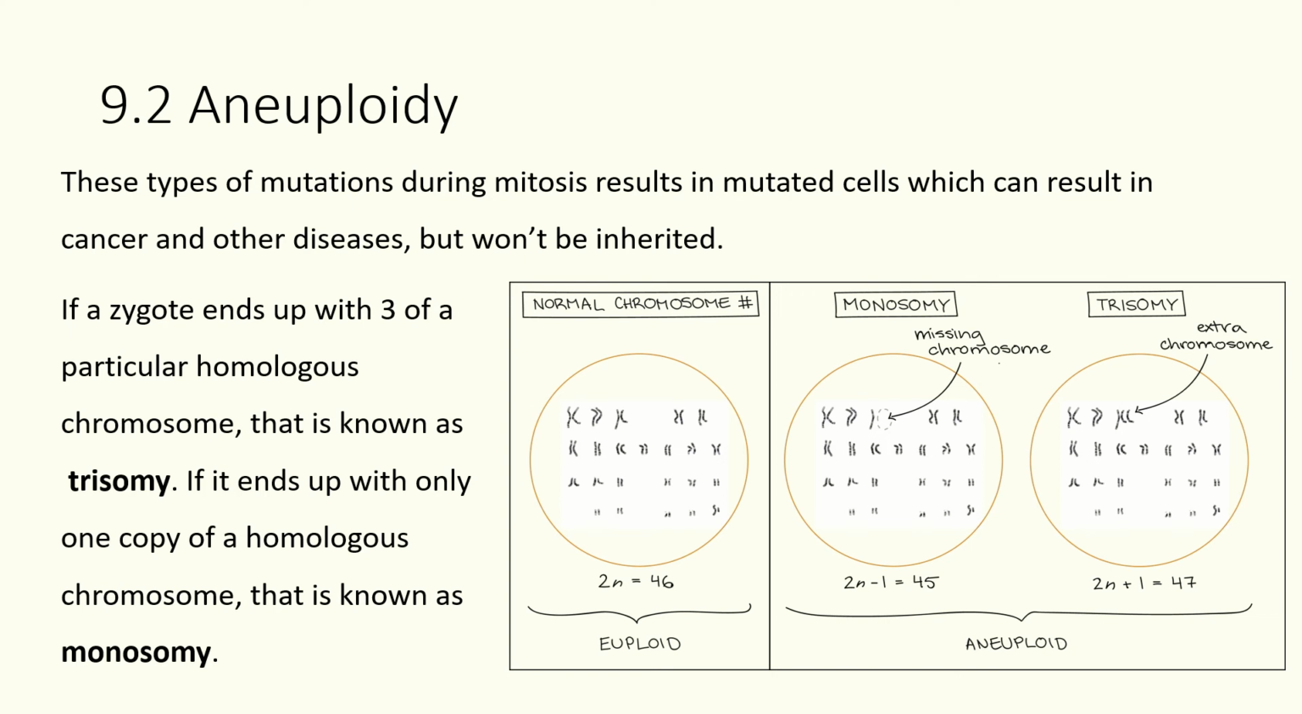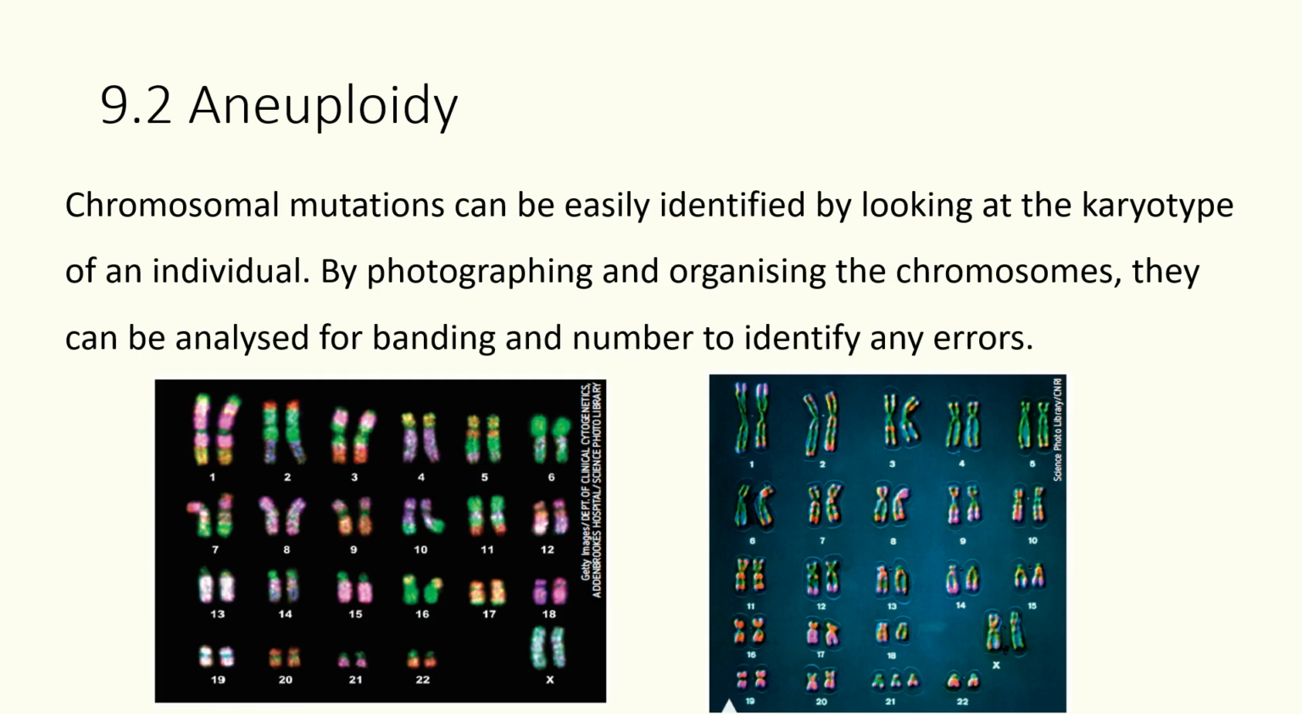So these types of mutations that occur during mitosis result in mutated cells, which can cause cancer, other diseases, and stuff like that, and won't be inherited. So if we have this trisomy and monosomy happening during mitosis, then that's going to cause a local mutation for the person. If we're looking at this occurring in gametes, that's when it's going to cause massive problems for the offspring. We can always see these examples of aneuploidy in a karyotype.